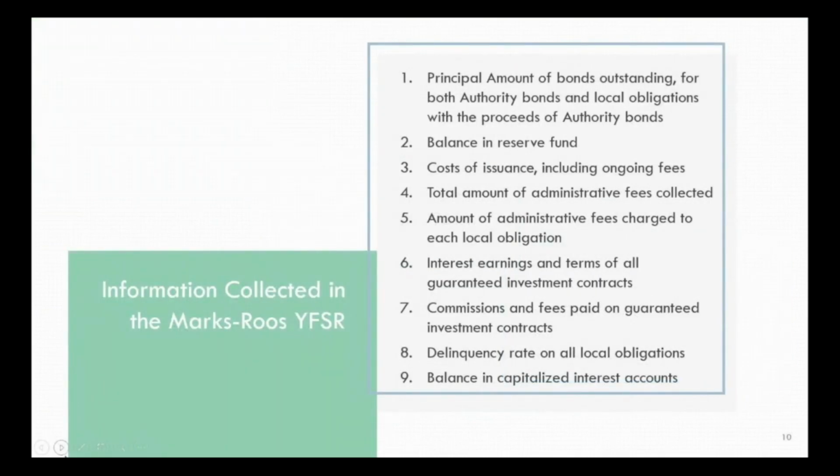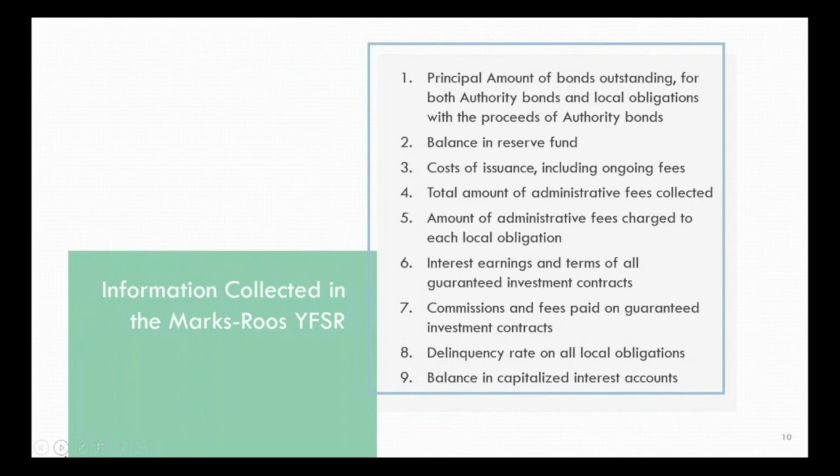The information collected in the Marks-Roos yearly fiscal status report is as follows. Principal amount of bonds outstanding for both authority bonds and local obligations with the proceeds of authority bonds, balance in reserve fund, cost of issuance including ongoing fees.